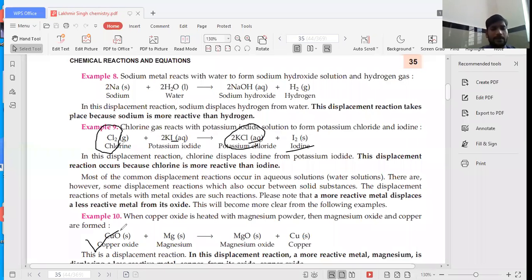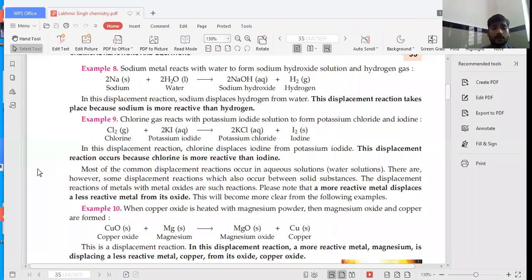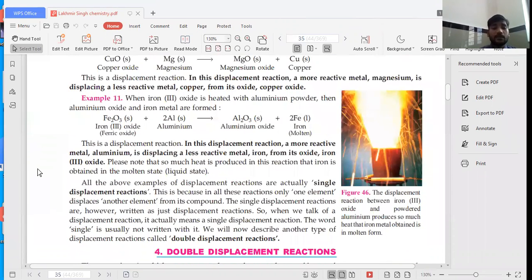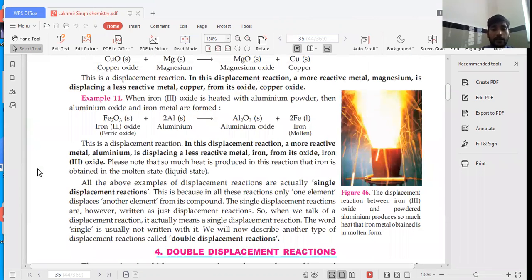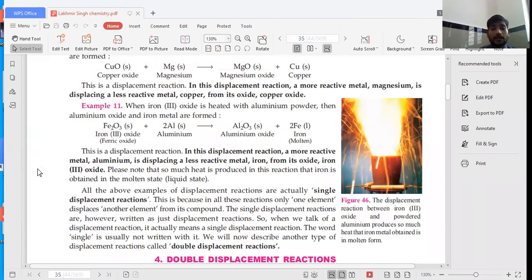Wait a minute. All right. Another example, you can see copper oxide with magnesium gives magnesium oxide and copper. Let's move on. Ferric oxide and aluminium. This reaction is of immense importance because this is used in thermite welding. Okay, this reaction is used for the welding purpose.